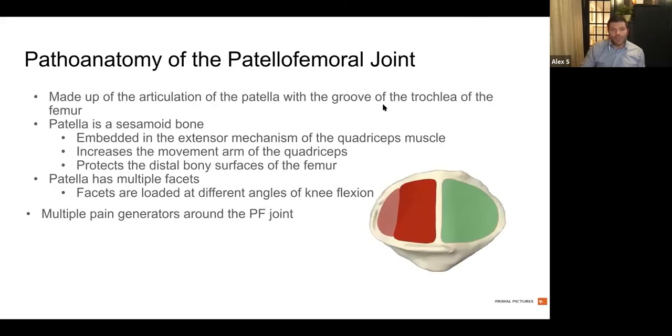So some of the pathoanatomy of the patellofemoral joint: it's made up of the articulation of the patella and the groove of the trochlea of the femur. The patella is a sesamoid bone embedded in the extensor mechanism of the quad, increases the moment arm of the quad, protects the distal bony surface of the femur, and has multiple facets. The lateral articular facet here in green articulates with the lateral femoral condyle, and has contact throughout flexion.